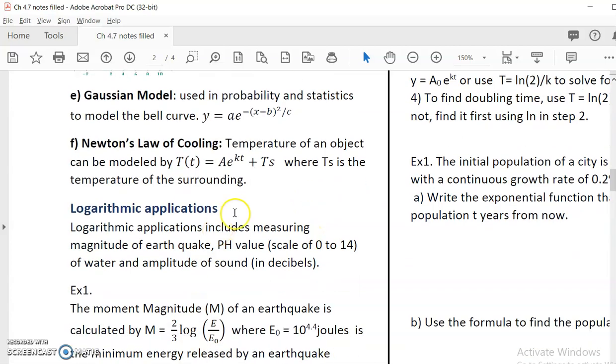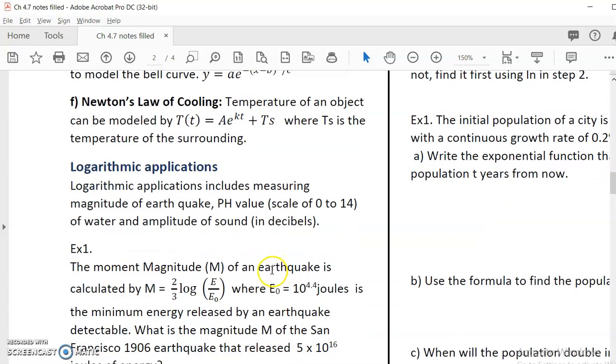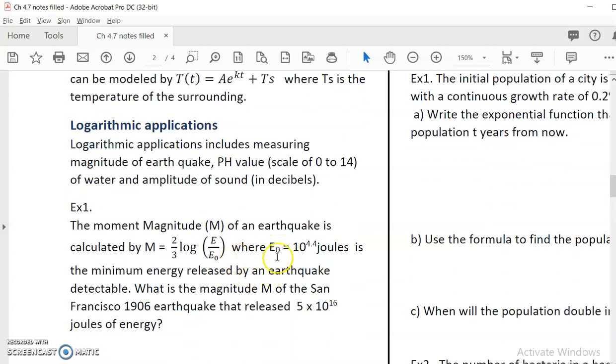The first thing I want to do is logarithmic applications, so log models. Like what I said before, it can be used to describe orders of magnitude, like the magnitude of an earthquake, pH values of water, and amplitude of sound in decibels. We're dealing with very big numbers when we're talking about earthquakes.